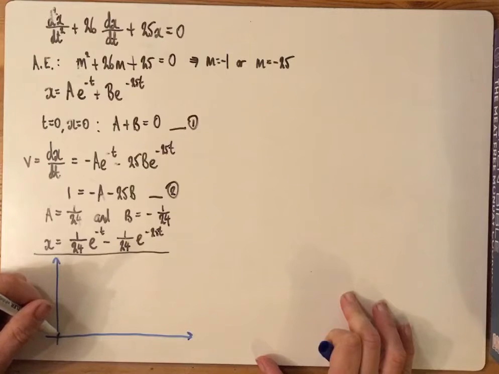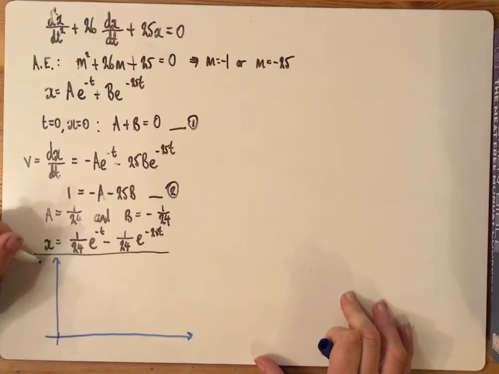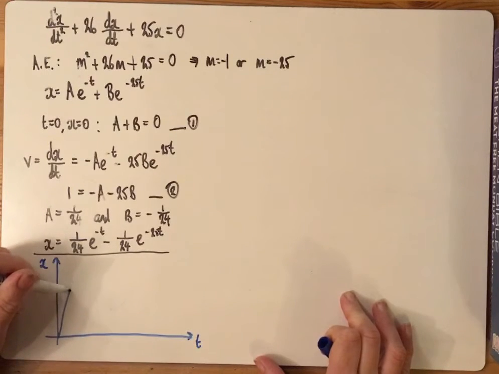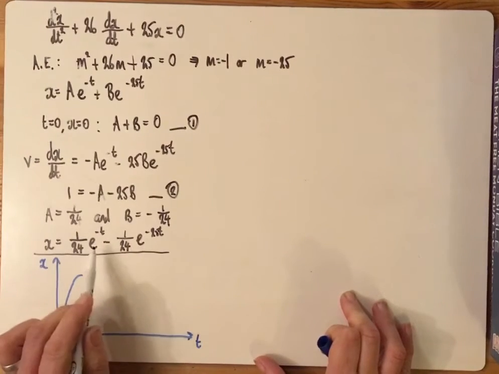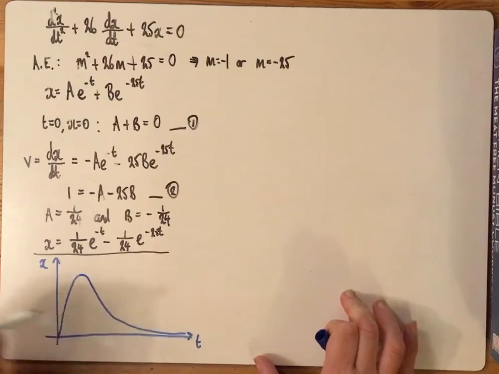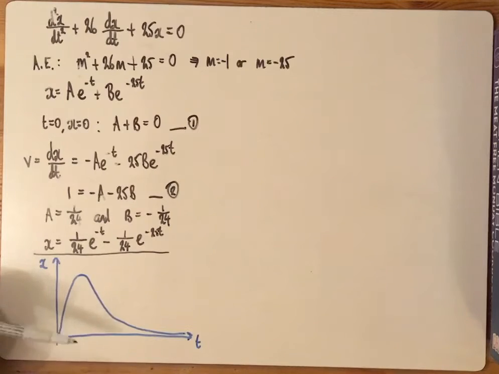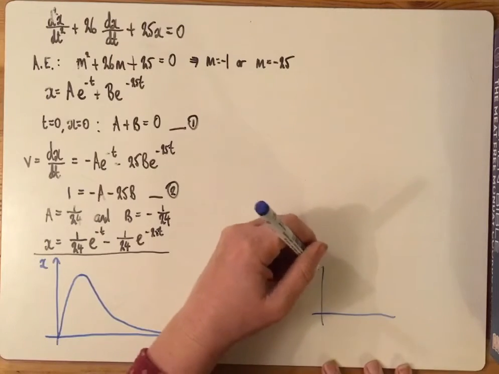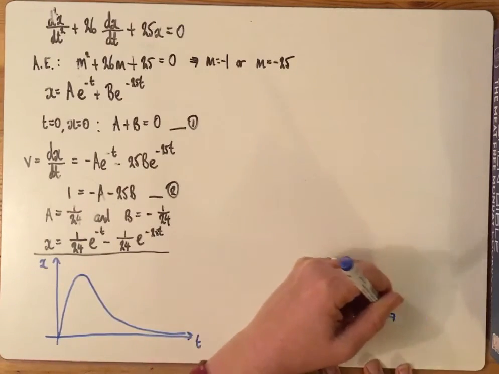When t is 0, x is 0. So we're doing x against t, and there will be a maximum here. As t approaches infinity, these are both going to 0, and it will come down like this. So there won't be any oscillations for this function. You might start with a positive displacement. If a or b are 0, then you will just have an exponential decay situation, and it will just look like that.